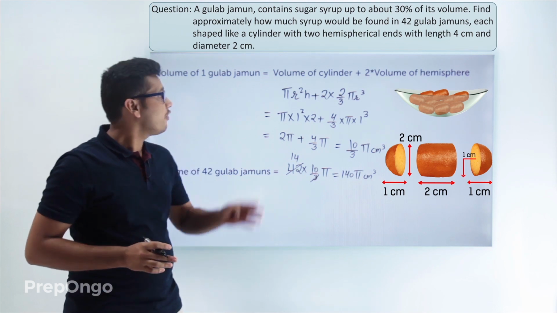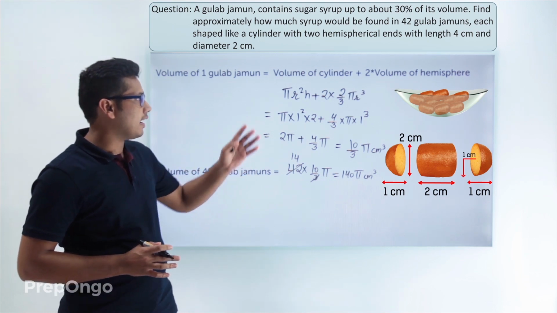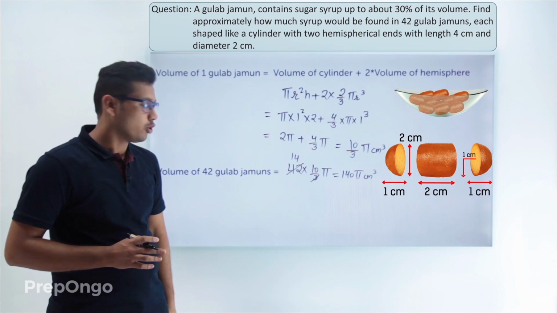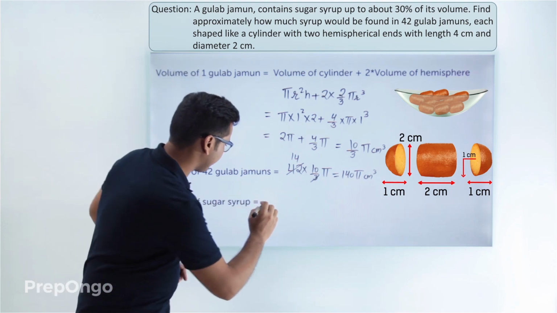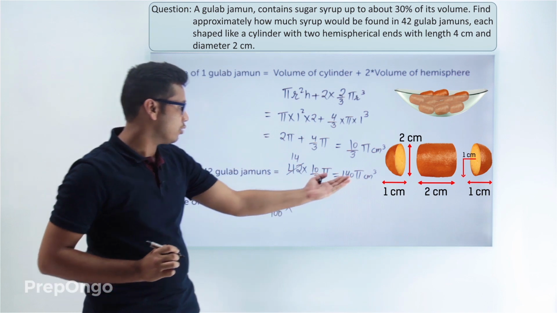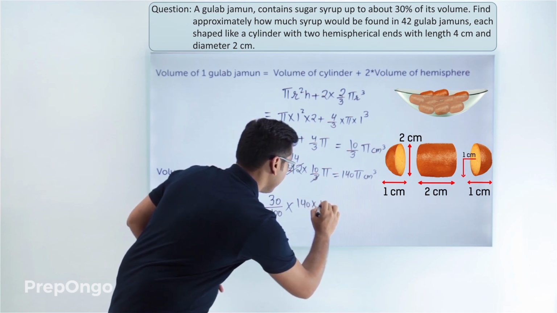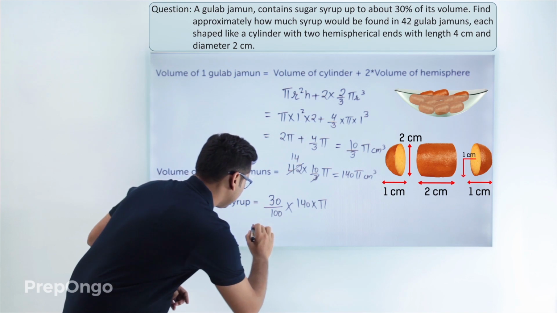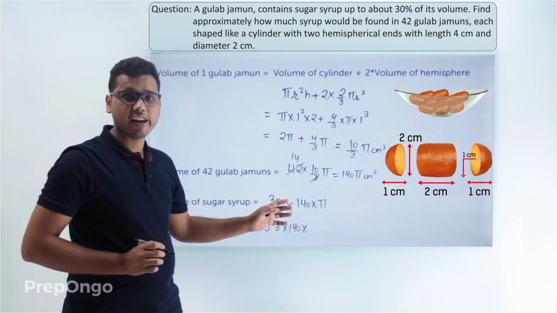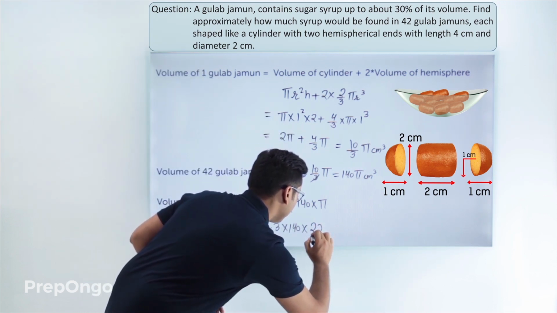Now we have to calculate the volume of sugar syrup here. To calculate the volume of the sugar syrup, we have to multiply 30% by the net volume of the gulab jamuns. So the volume of sugar syrup will be equal to 30%, or we can say 30 by 100, into the net volume of 42 gulab jamuns. So this will be 140 into pi. We can write this as 0.3 into 140 and put the value of pi. Since the value is not given, we can take 22 by 7 here.